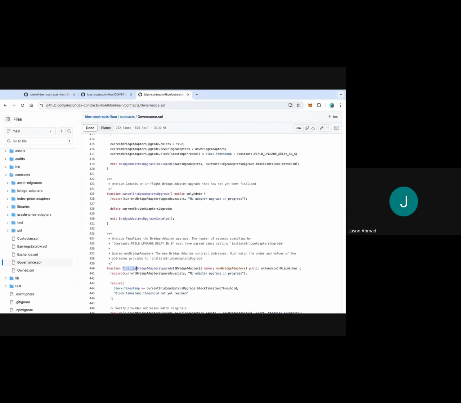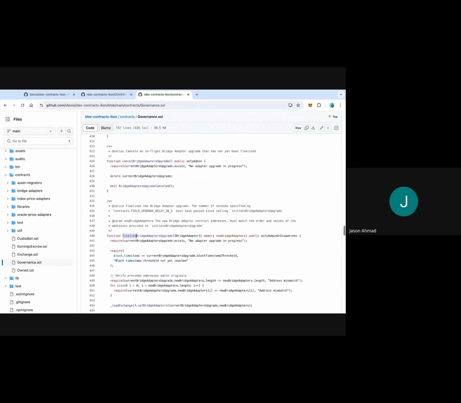However, there's an enforced delay between the initialization of an upgrade of any one of these features, and then the finalization where it's actually applied and added to the production logic. And that delay is the core mechanism by which the community can review any sort of upgrades, and of course, if they're not comfortable, withdraw funds or otherwise bring their concerns to the team or the community.